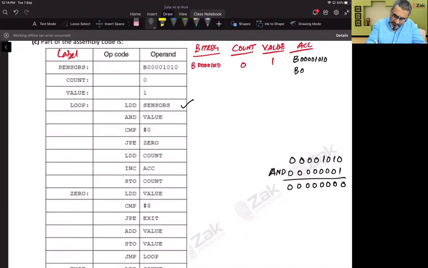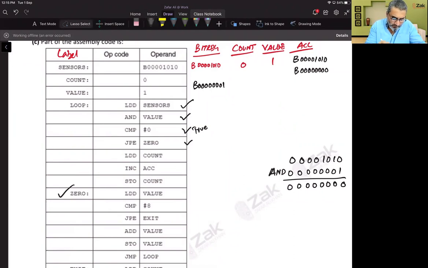So it becomes 1 2 3 4 5 6 7 8 zeros. Compare with 0, it is compared, it is true. Jump if equal to 0. So we jumped here at 0. Load value. So what is that value? 1. So this will be loaded. 1 2 3 4 5 6 7 8.